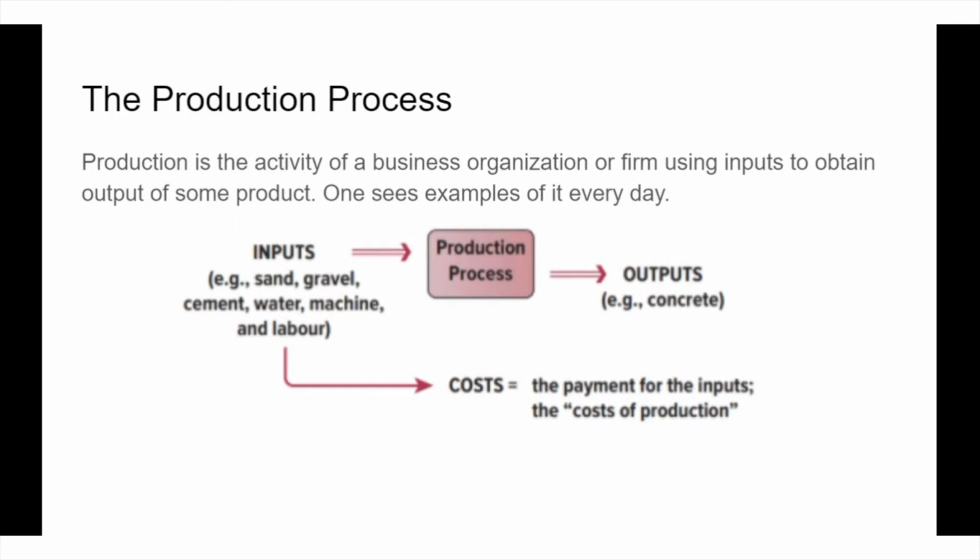So there's an element of capital there. Water would be naturally occurring. Machines would certainly be assets, that would be capital, and labor would be labor. So those would be the factors of production that are exemplified there.